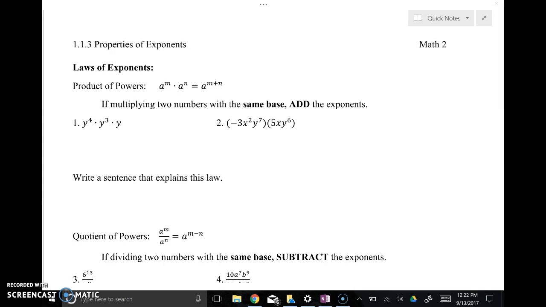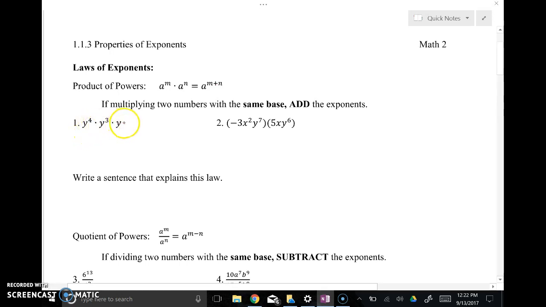So when we multiply what we call like bases, so if these numbers here are the same, if we multiply like bases, we add the exponents. So in this case you can see when we're multiplying a to the m times a to the n, we would be adding the exponents to get a to the m plus n. Alright, so with letters that's a little confusing, so we'll go with some other examples here.